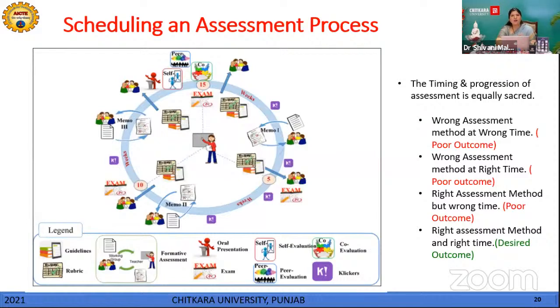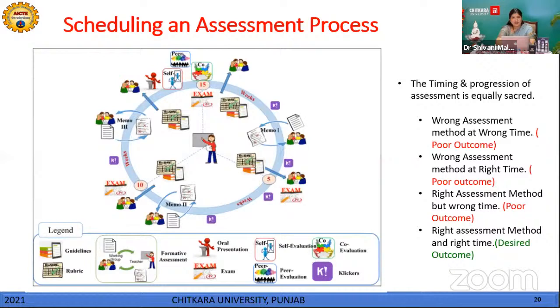Maybe in the beginning, we can go for a quiz that is going to check the memorizing or the remembering and the understanding level of the students. And the faculty is supposed to give feedback to the students so that they can improve upon that. A wrong assessment method scheduled at the wrong time will give a poor outcome. Certainly, a wrong assessment at the right time will again give a poor outcome. A right assessment method chosen but scheduled at the wrong time will again give a poor outcome. A right assessment method for evaluating the students, scheduled at the right time, is going to give the desired outcome, right?